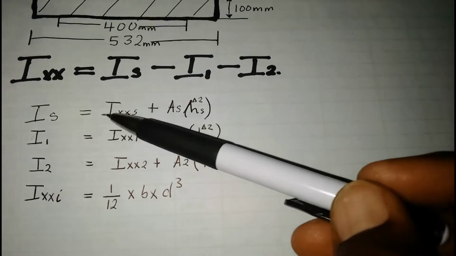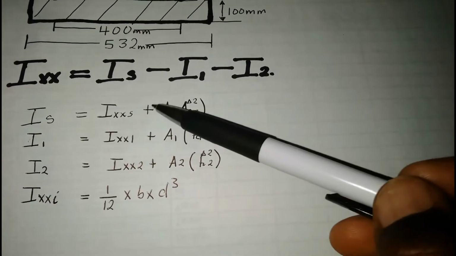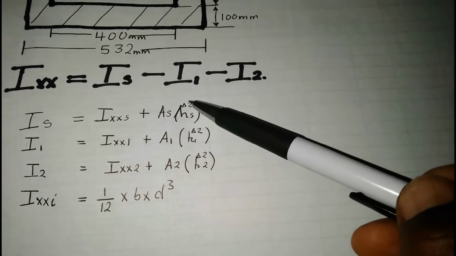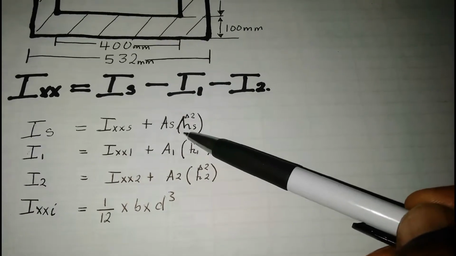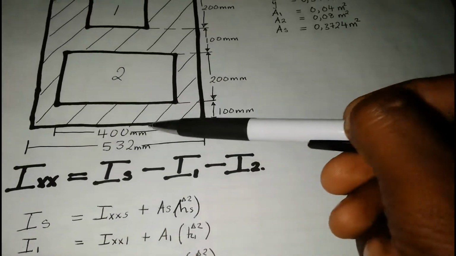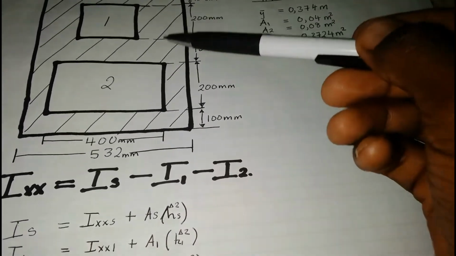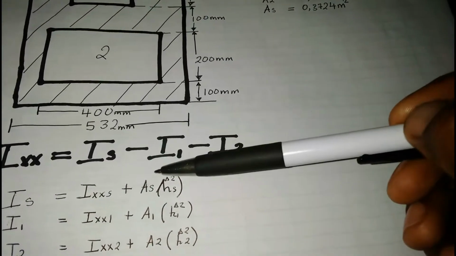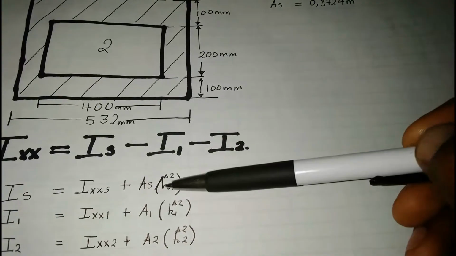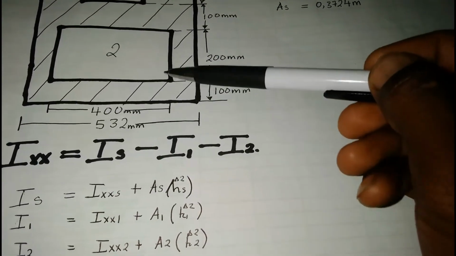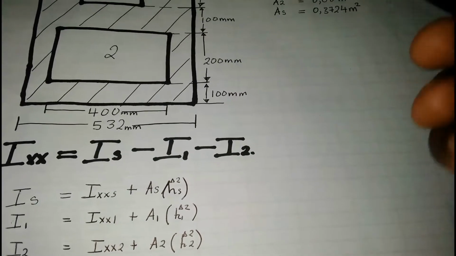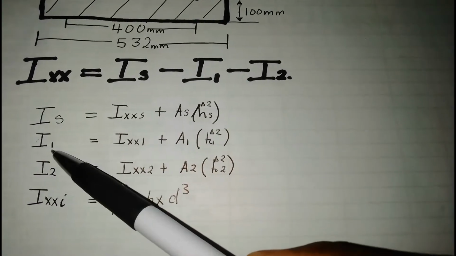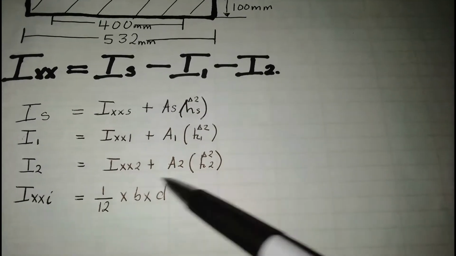We've got this formula which says Ixx for the solid part, and we add to it the area for the solid material times the square of the difference between the centroid and the distance from the base to the middle point of that part. For example, for this material, the y difference will be the distance from this base up to the midpoint of this part, and we are going to solve it as we move on. For Is this is the formula, for I1 this is the formula, and I2 is just the same.